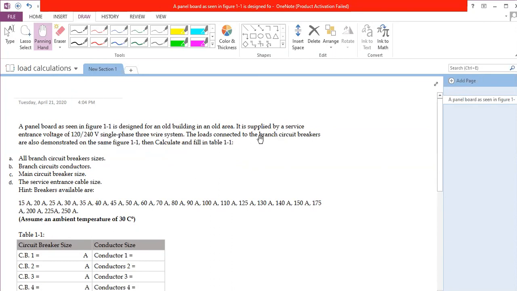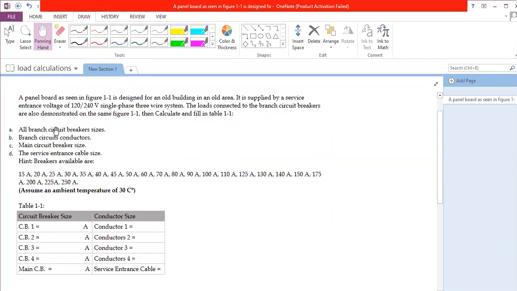The loads connected to the branch circuit breakers are also demonstrated in the same figure. Then calculate and fill in table 1.1. First of all, I need to find all branch circuit breaker sizes, branch circuit conductors, main circuit breaker size, and the service entrance cable. And these are the circuit breakers which are available. Assume an ambient temperature of 30 Celsius. Why is that? Because later on, if you remember, we said we will go to the table. I believe this is the table.